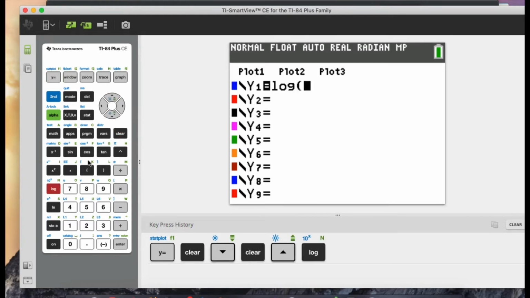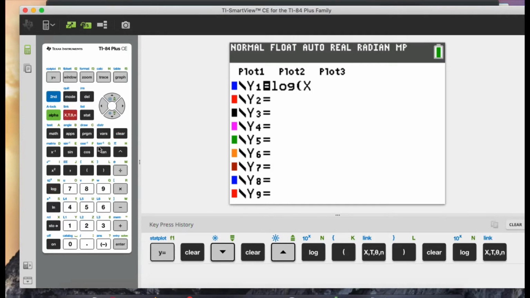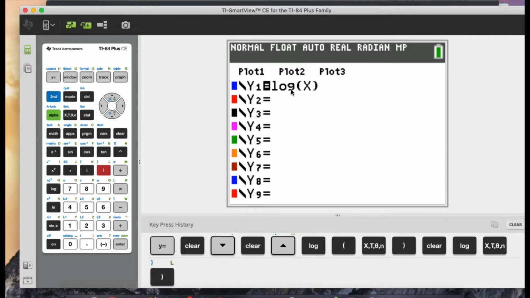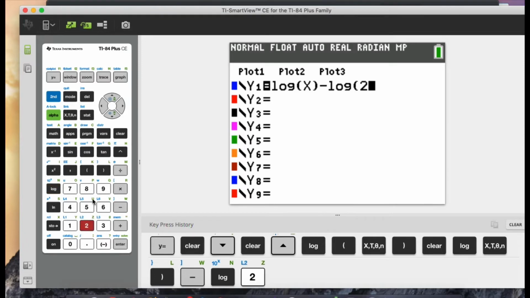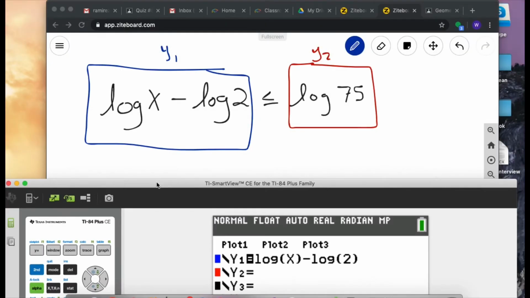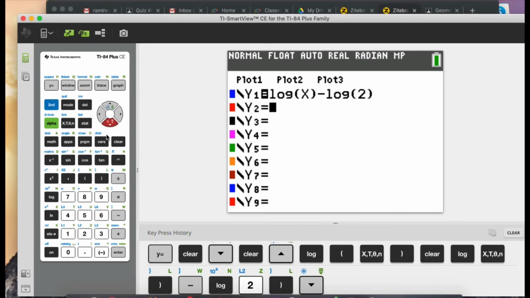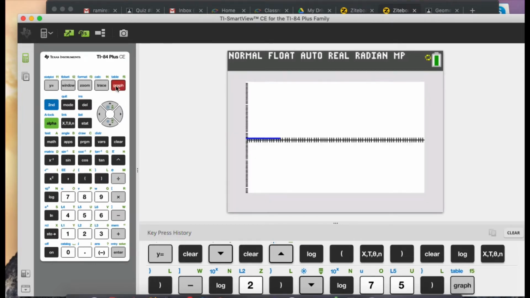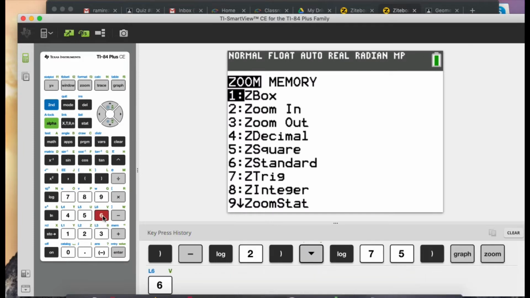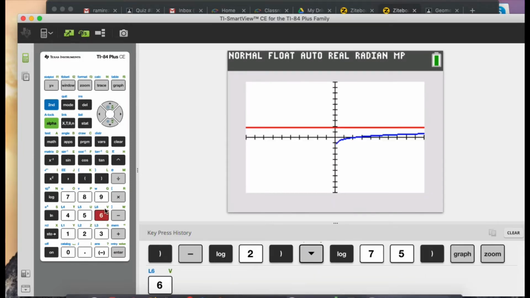So I hit log of, what was it, x? Yeah, x, close parenthesis, log of x, close parenthesis. Really make sure that you use your parentheses there. It's important. Minus log of 2, close parenthesis. That's my first one. Second one is log of 75, close parenthesis. Now I hit graph, and I'm going to hit zoom 6 standard. So there's the graph that we're looking at.